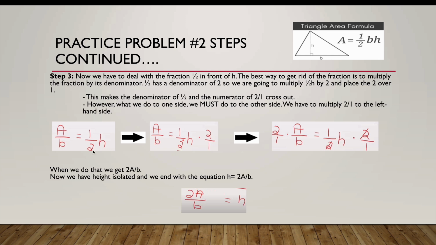1/2 has a denominator of 2, so we'll multiply 1/2 of h by 2 and place the 2 over 1. That means that the 2 here and the 2 here will cancel out, leaving us with 1h. But we also have to do this to the other side. We have to multiply 2 over 1 by the left-hand side also, which will give us 2A over 1b, or just 2A over b, equals 1h. And in so doing, we've isolated the h variable, and it's possible for us to solve the equation for height.